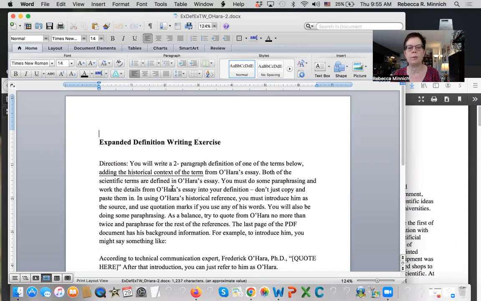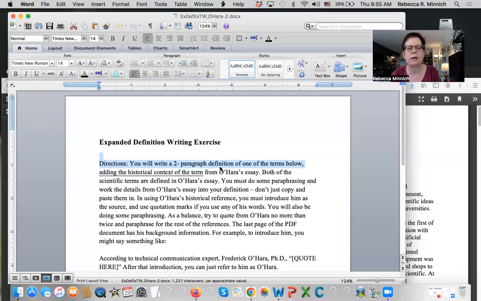Now, what is important is this right here, definition. You will write a 2-paragraph definition. This is what I couldn't quite understand, why people didn't read this in the instructions. Just make sure that you really, really concentrate when you're reading directions. What I got instead was 5 paragraphs of an entire summary of Frank O'Hara's article.